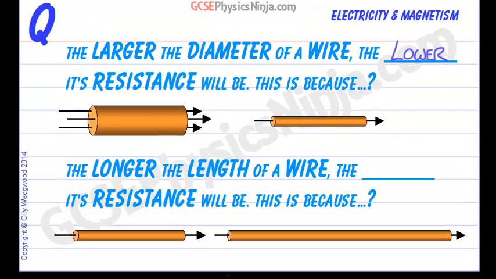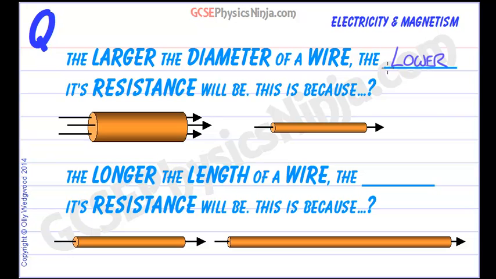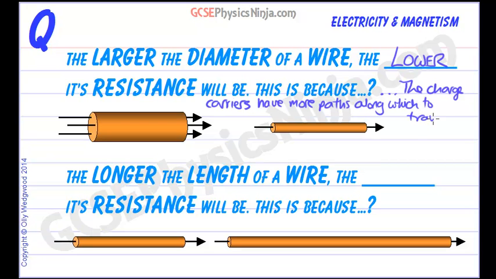So let's put that into words. The larger the diameter of a wire, the lower its resistance will be. This is because the charge carriers, and in this case for a wire it will be electrons, the charge carriers have more paths along which to travel. They have more paths. That's the key word here.